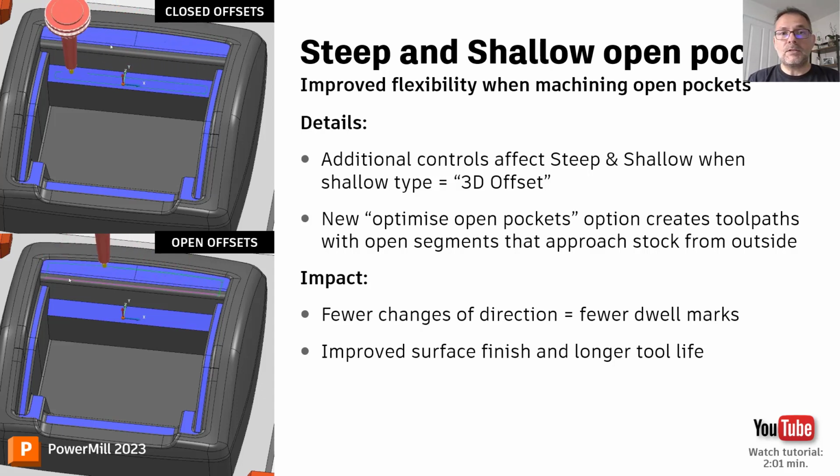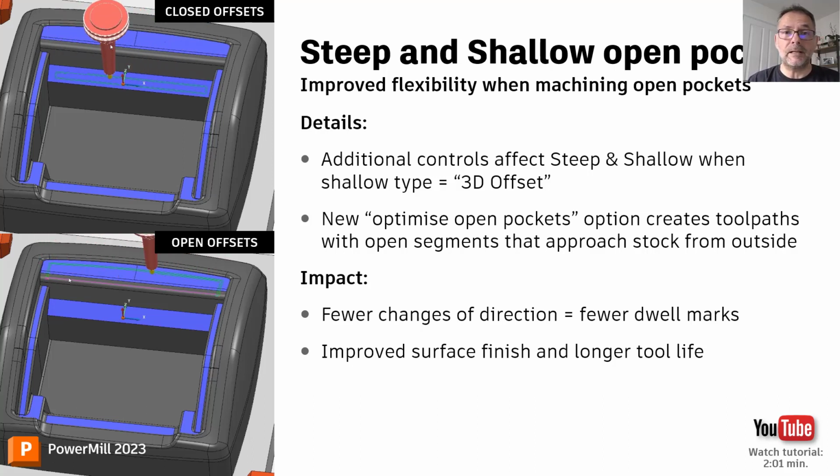Now, the videos that you see on the left-hand side of the screen really show this quite nicely. The image in the top shows the shallow area machining of an open pocket using PowerMill 2022. And you can notice that the strategy itself is a series of closed offsets, where the offset is based on the outside edge of the surface being machined. But notice that there is an open edge. So we should be making use of that open edge, and that is the new option that we've included in PowerMill 2023.